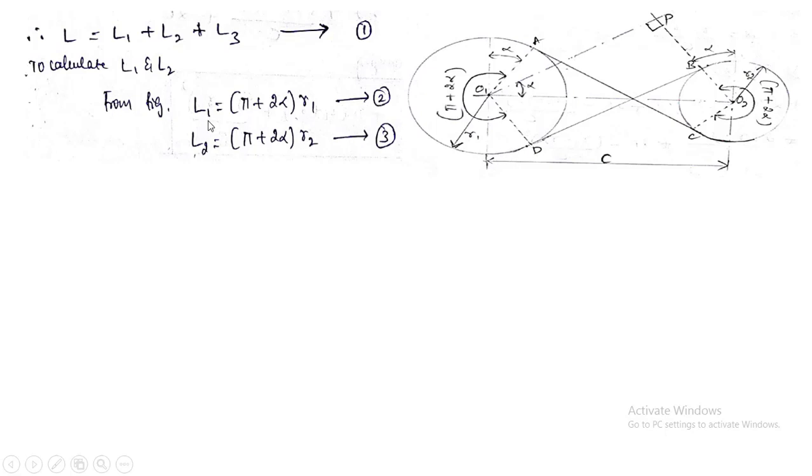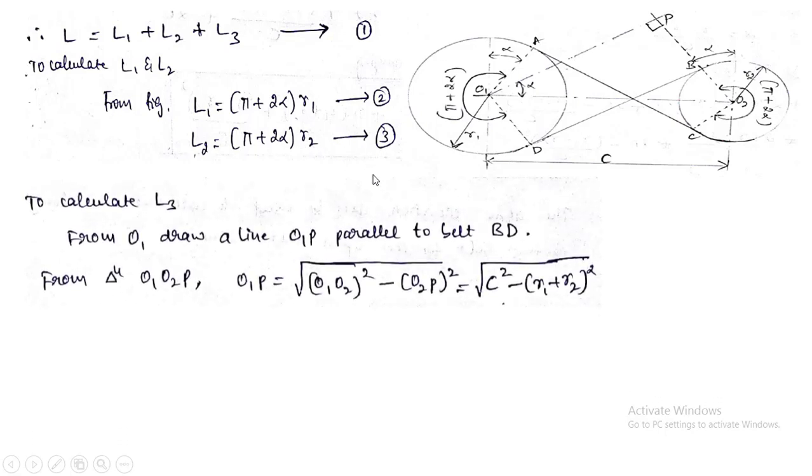Next, L1 is pi plus 2 alpha into r1, which gives you the length of the belt in contact with the larger pulley. We will call it equation number 2. Next, L2: you can see here we have the angle of contact, that is pi plus 2 alpha again, and it has to be multiplied with this radius, r2. Yes, L2 is equal to pi plus 2 alpha into r2. We will call that equation number 3. Yes, we got L1 and L2 now.